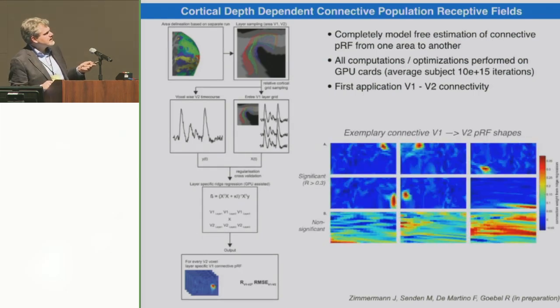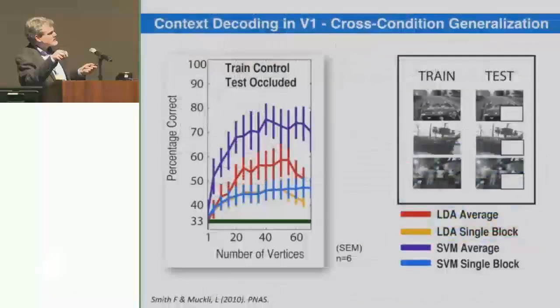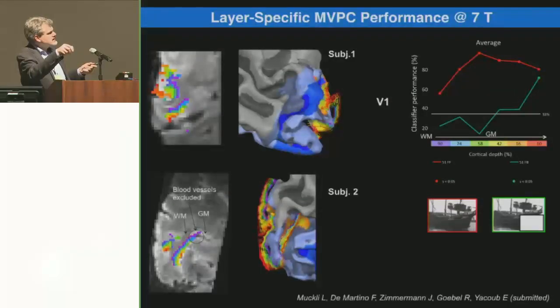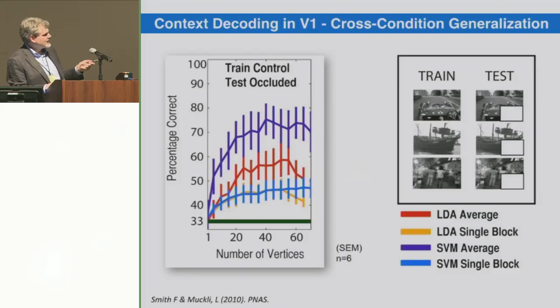So we basically can map and find out without a priori models like a Gaussian. So we fit completely freely the shape of receptive fields in V2 from V1, and actually even vice versa, in different layers. So we get very high resolution, layer-dependent estimates of the shape of receptive fields. And the example I want to show you is actually shown here. It's from my colleague Lars Muckli.